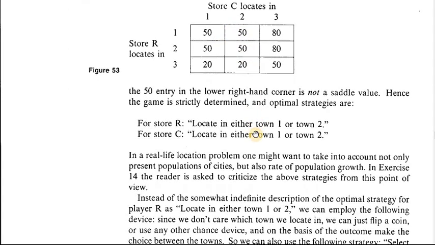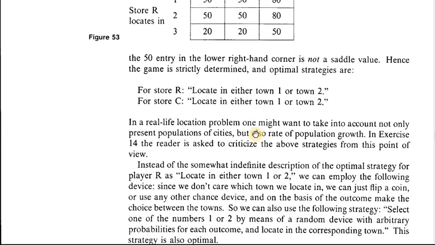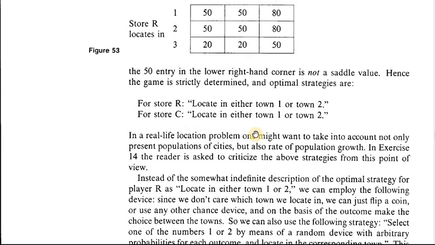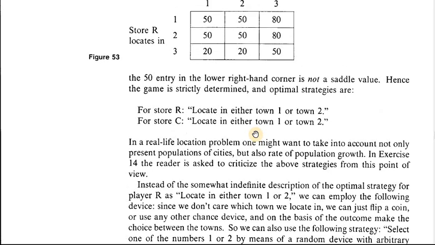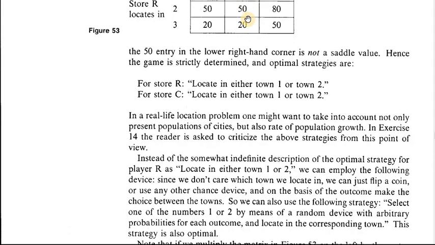Since it doesn't really matter, you could just flip a coin. So there's really more than one optimal strategy. We could choose town 1 all the time, town 2 all the time, or we could flip a coin, choosing each half the time, or you could throw a die and go to town 1 if you get a 1, and go to town 2 if you get 2, 3, 4, 5, 6. So any combination of those two is going to be an optimal strategy.